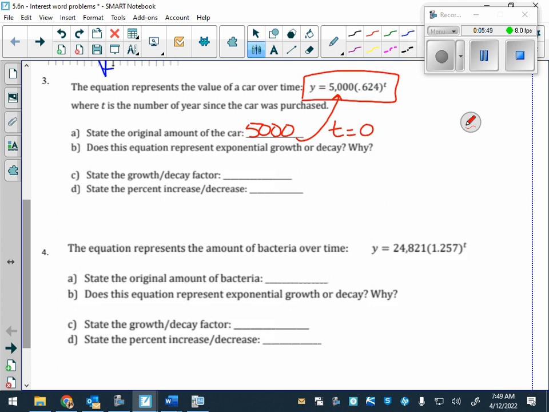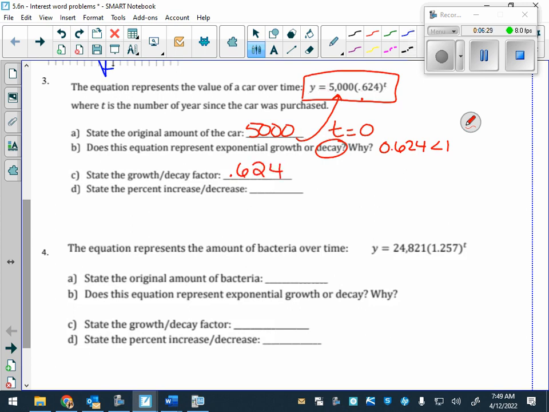Does this equation represent exponential growth or decay? Anthony? Why? Four is less than 1. Okay. What is our growth or decay factor? Camilla? It wouldn't be a percent. The growth or decay factor is just this number. It's down here, which we'll do. So the decay factor is 0.624.